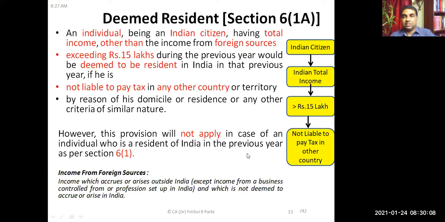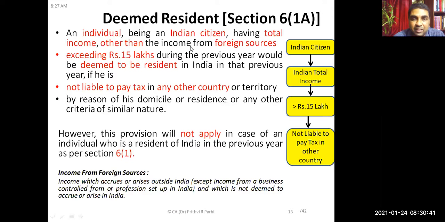Now, this section 6A is a new section. I had already explained in the last class. Once again, I am repeating this thing. I feel it is important. What is this concept of deemed resident? As you can see, first thing is that an individual being an Indian citizen having total income other than income from foreign sources. What is the meaning of income from foreign sources? I have already explained to you. The same meaning is appearing here. That means only Indian income will be considered.